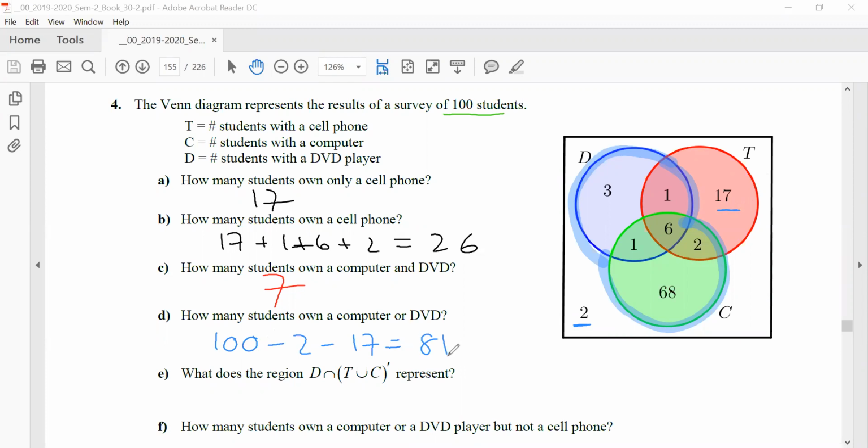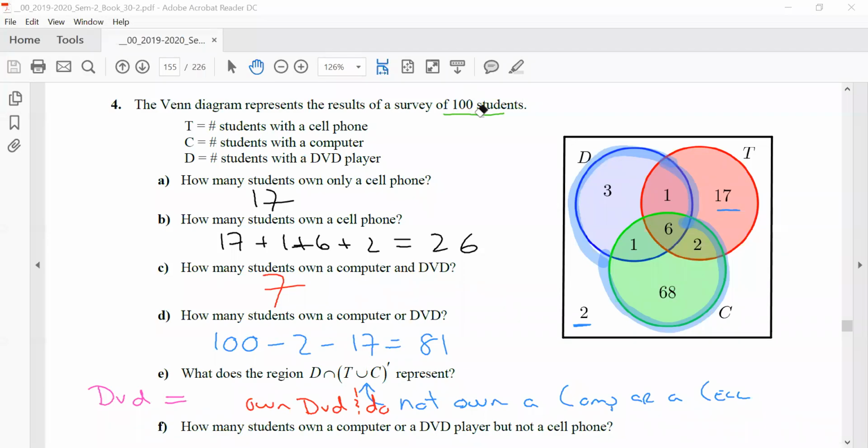E, what does this ugly region here? D intersect not T union C. Oh, okay, so what does this say here? Not T or C. So I do not own a computer or a cell. Okay, and the first part here says DVD. So I own a DVD and I do not own a computer or a cell phone. Well, that's a long, convoluted way of saying I only own a DVD player.